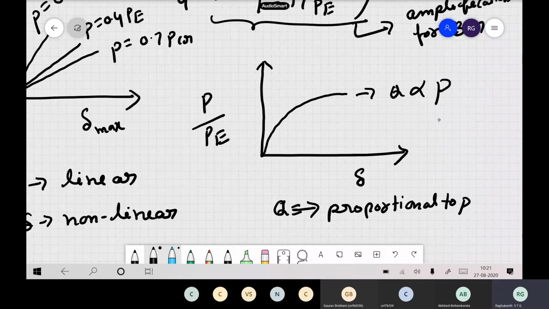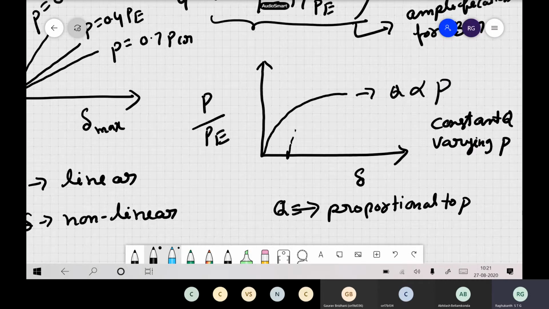But now if you have a constant Q and varying axial load P, because of constant Q, you will already have some deflection, that is QL cube by 48 EI, and then you increase your load. So the curve looks like this. This is how you can plot it. This is your QL cube by 48 EI, and this is how the graph looks.